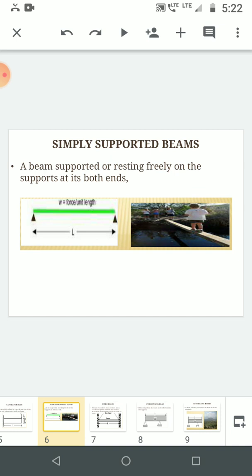Suppose the left side is a pin joint and the right hand side is a roller joint. At the pin joint, there may be a vertical as well as a horizontal reaction, but there will be no moment reaction at the pin joint. At the roller joint, there will be a vertical reaction, but there will be no horizontal reaction. The same as before, there is no moment reaction at the roller joint. Means it is free to rotate.